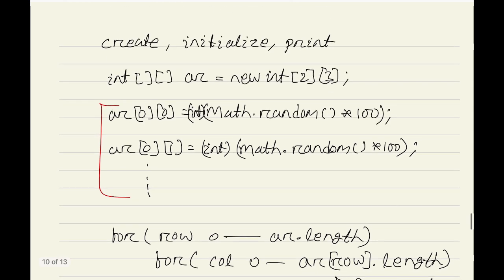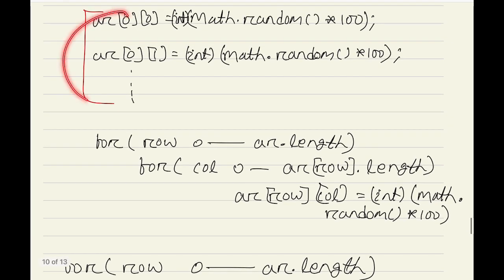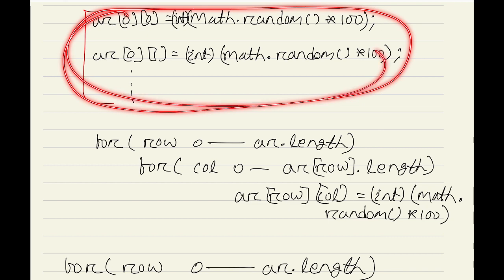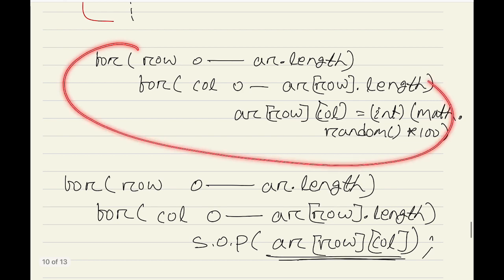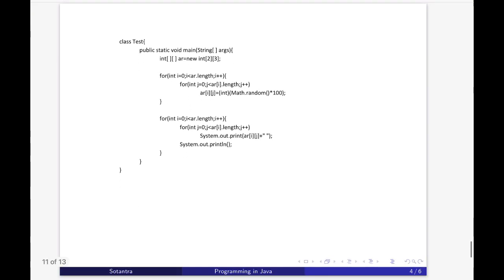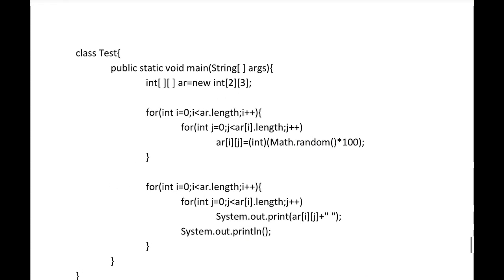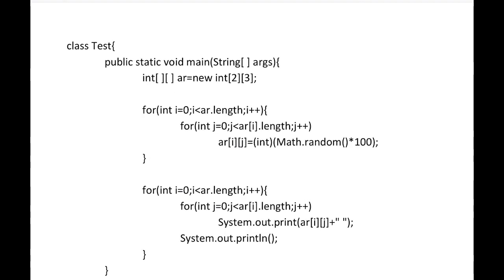So first create the array like this, then initialize the array. So this is initialization manually one element at a time, so it is not preferable. So instead of this, we can initialize using a loop, and similarly following this loop we can also print the elements of the array, two-dimensional array here. So this is the simple program, or this is the complete program that creates, initializes and prints the array.